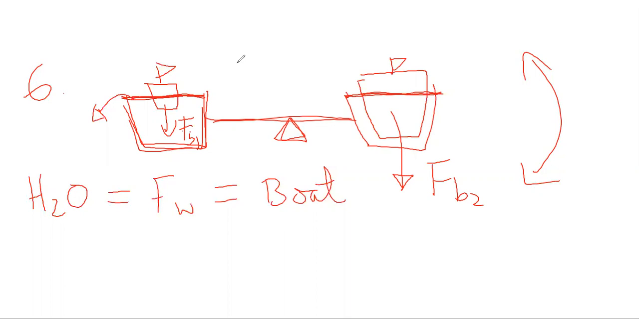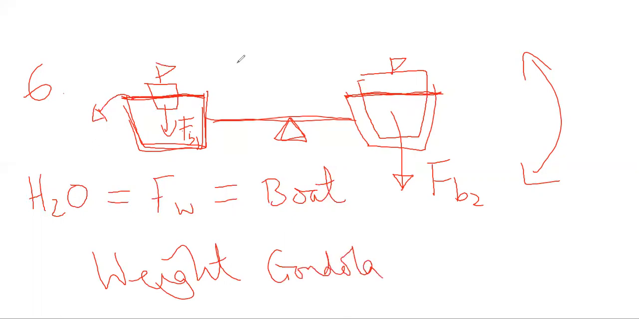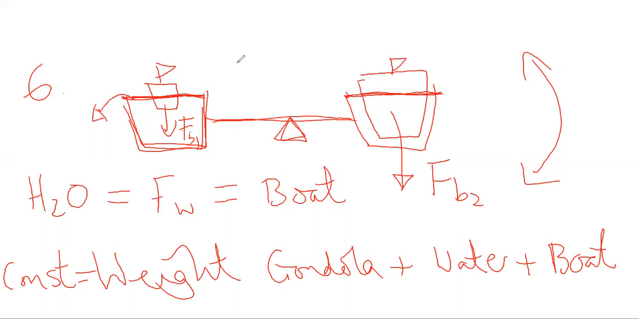So basically, when you add the weight of it all together, the weight of the gondola doesn't change. That's the structure. But the water plus the boat, this whole thing, is always the same. We'll call it a constant. Because if we put a heavier boat in, it just pushes out an equal amount of water, decreasing the water by the same amount that we've increased the weight by putting the boat in the gondola. So it's always, always constant.